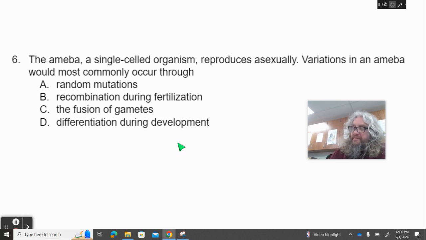Number 6, the amoeba, a single-celled organism, reproduces asexually. Variations in amoeba would most commonly occur through A, random mutations, B, recombination during fertilization, C, the fusion of gametes, D, differentiation during development.